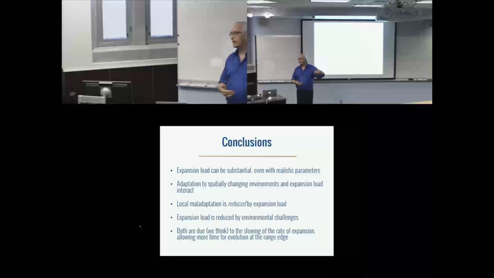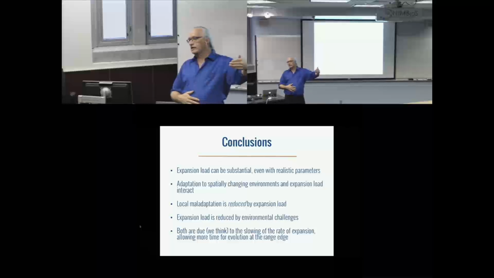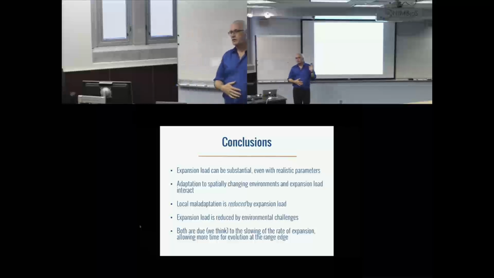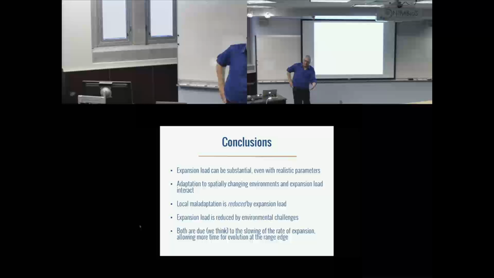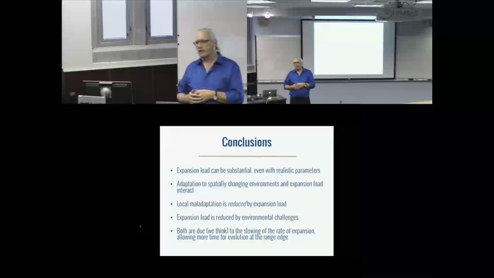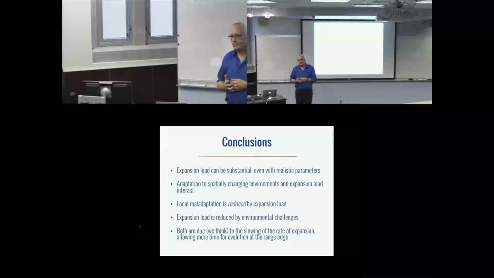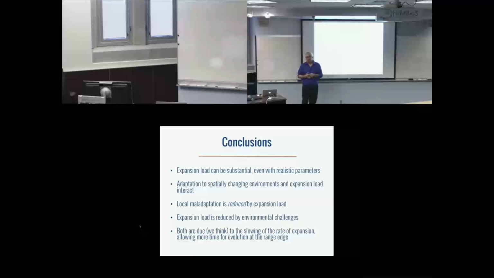In that particular case, where pollen dispersal was more widespread than seed dispersal, what would happen is that the seed dispersal would determine the rate of population expansion, but pollen dispersal would determine the rate of mixing from the core to the edge. And I think you get a much, much lower amount of expansion load in that case. But we haven't looked at that explicitly.